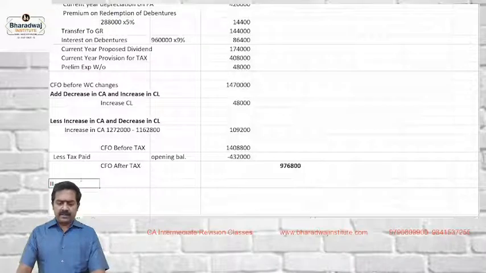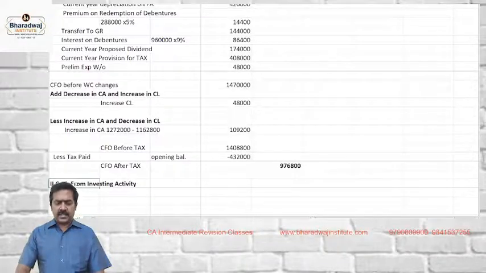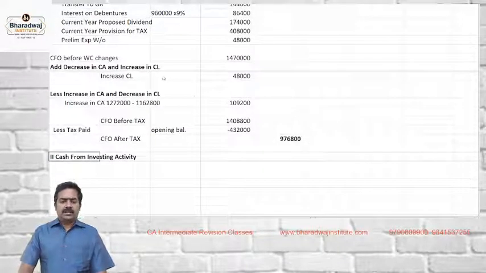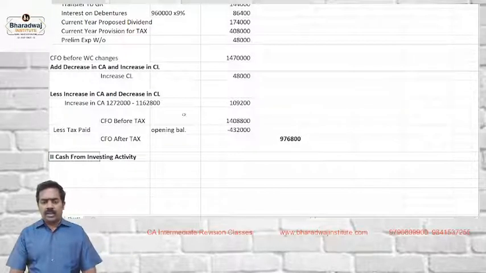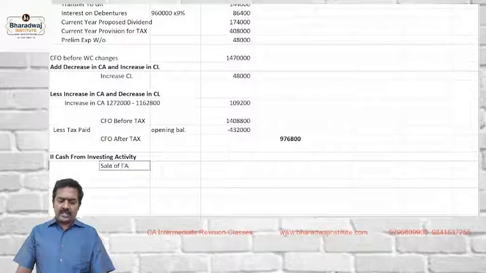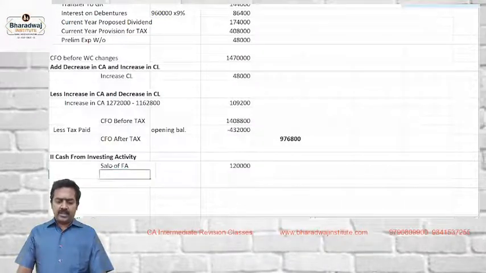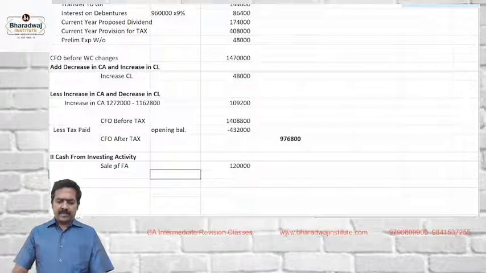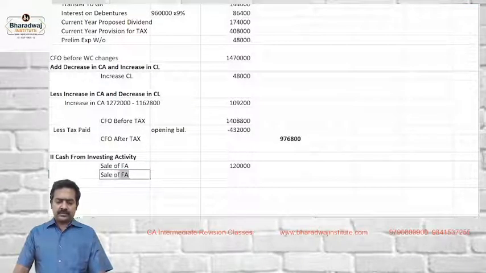Then which activity? Cash from which activity? Cash from investing activity. Any doubts so far? Next, start. Cash from investment activity. Sale of fixed assets. We sold fixed assets for how much? 1,20,000. Sale of investment also.